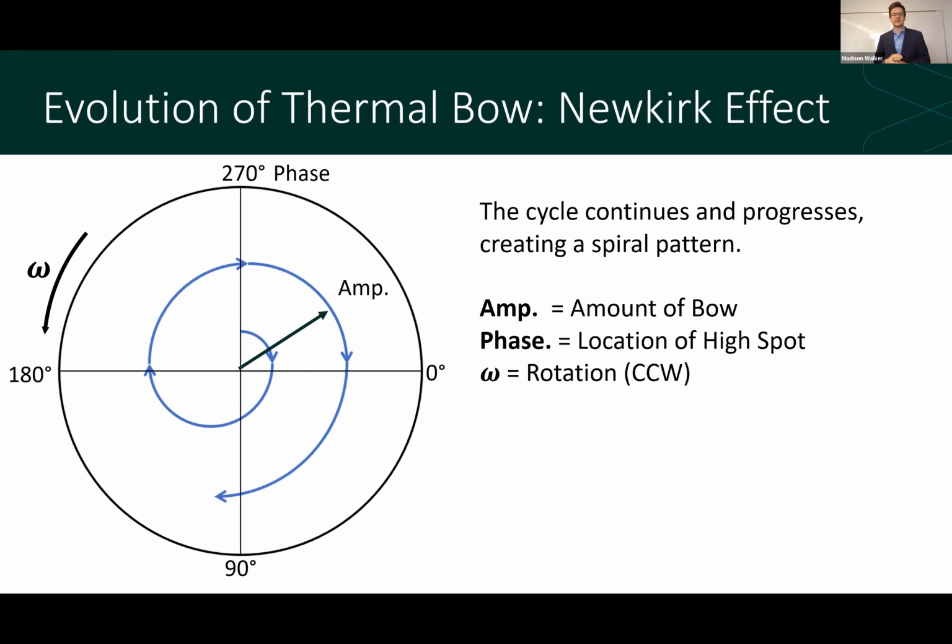And so this cycle continues. That new high spot will rub on the outside surface of a seal or something else again and continue to heat up. And so the Newkirk effect can be described by an increase in bow or vibrational amplitude, as seen by the distance from the center of that circle on the left, and a changing location of the high spot or phase angle. And this change only happens in the direction opposite of rotation, as you can see. In this case, it'll be clockwise since our rotor is rotating counterclockwise.